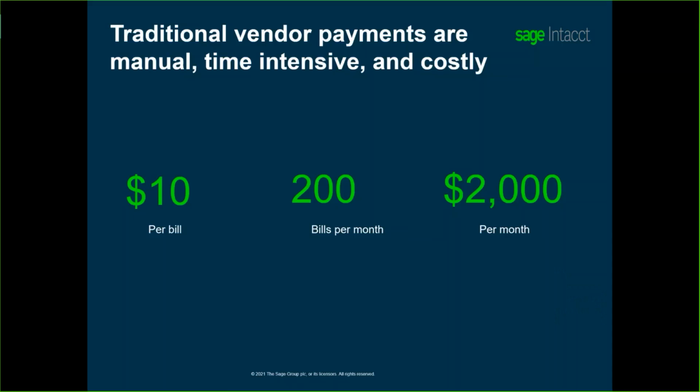I'd like to start by looking at the overall process of vendor payments. They consume a great deal of an accounting department's time and energy. As you are all well aware, processing transactions and paying vendor bills is a huge part of your role every month. On average, Sage Intacct customers pay approximately 200 bills per month.